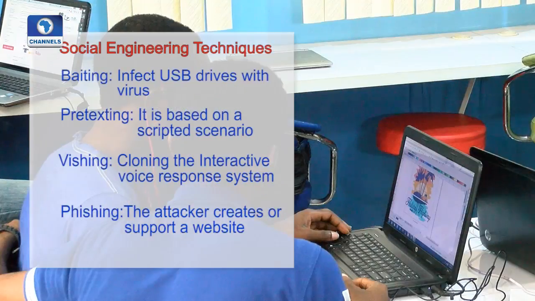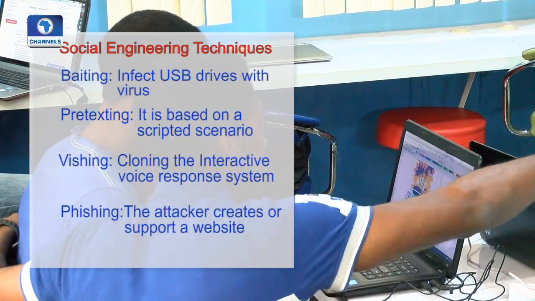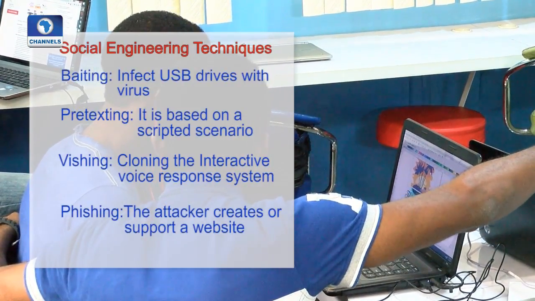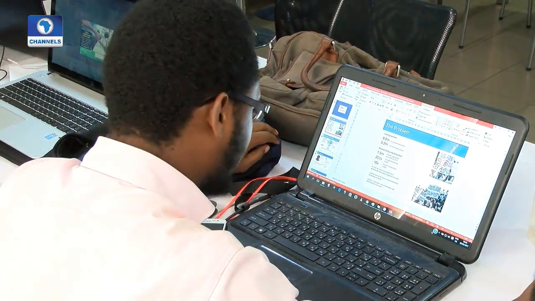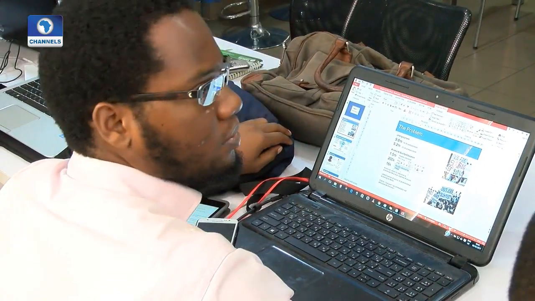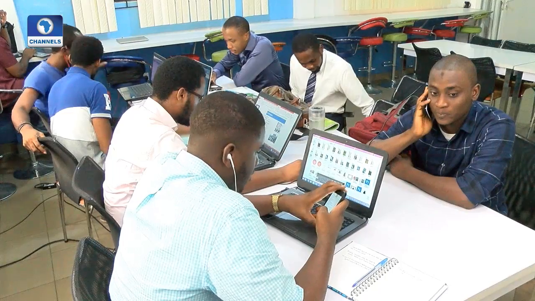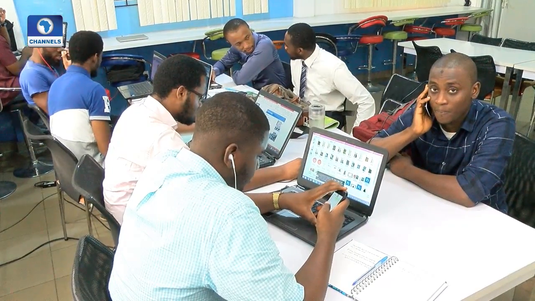Phishing. This is the most prominent form of social engineering. The attacker creates a website or spoofs the website of a well-known company, creates a malicious link and sends it to the targets. If the target clicks on the link, the personal information of the target is compromised.